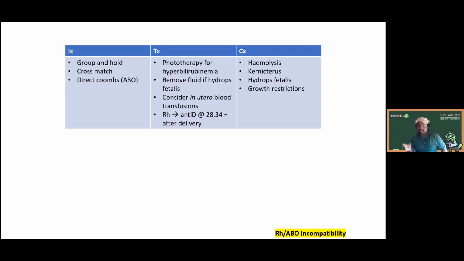So the main complications of Rhesus and ABO are hemolysis, kernicterus if it's really severe, hydrops fetalis if it's really severe. And if this is going on for a long period of time, you can imagine if red blood cells aren't carrying oxygen around the body, there can be severe growth restrictions as well.